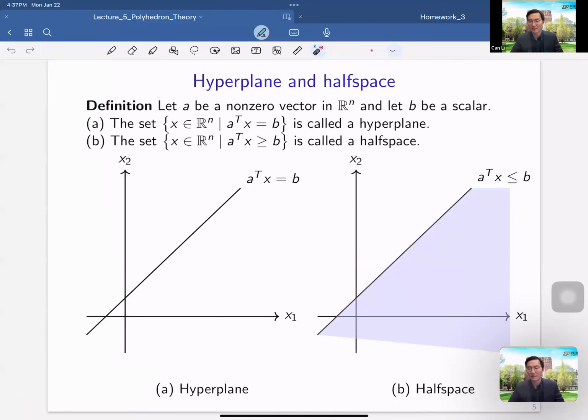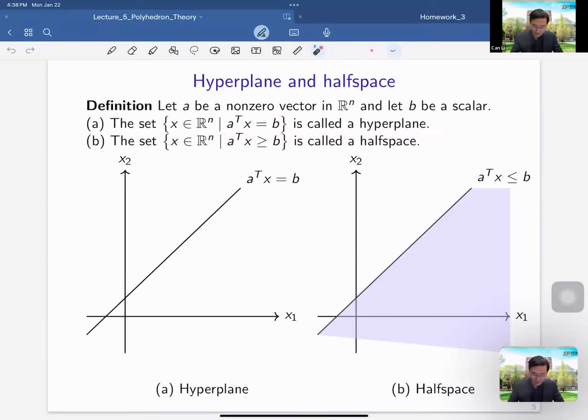So with that, let's start building up the polyhedral theory. Let's first define two concepts that are essential to polyhedral theory. The first one is this set X that is constrained by a single linear equality constraint, A transpose X equals B. Here A is an n-dimensional vector, X is an n-dimensional vector, and B is a scalar, right? This equality constraint is called a hyperplane.